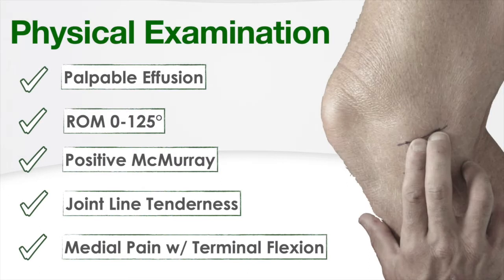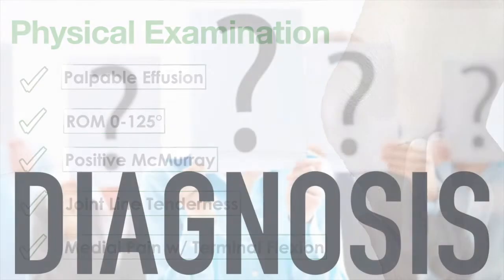Physical exam was notable for a palpable effusion along the medial joint line. His range of motion was 0 to 125 degrees. He had a positive McMurray test with medial joint line tenderness. He also demonstrated significant medial pain with terminal flexion.